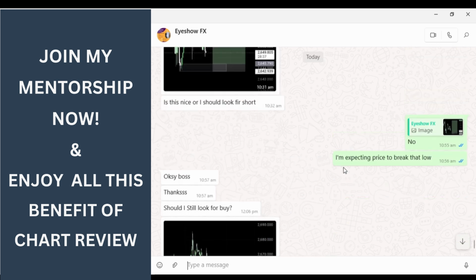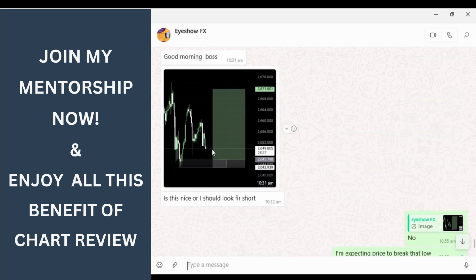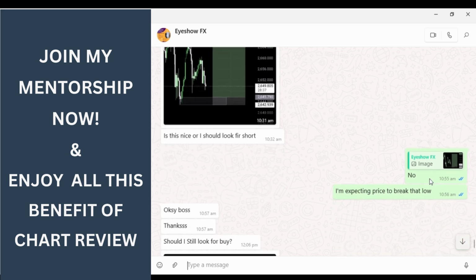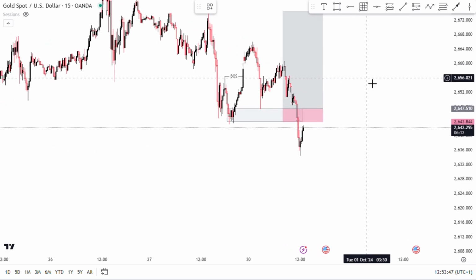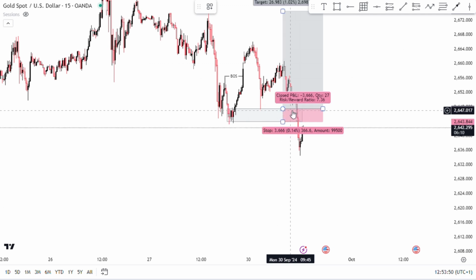So this is when I wanted to save him money. He wanted to enter into this buy setup. Then I told him no, I'm expecting price to break that particular low. So that's the reason why it did not end up in loss. I know that a lot of traders are still going to enter into this particular trade and then lose money.